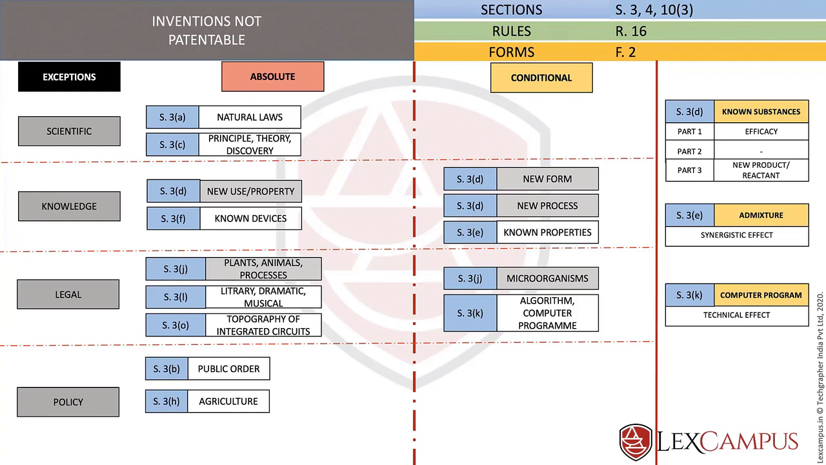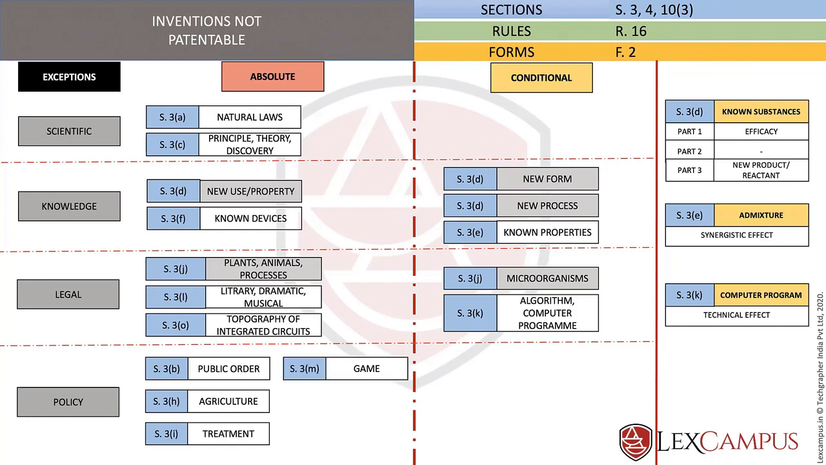Then we have 3H, which talks about methods of agriculture or horticulture. Because India is still primarily agrarian, we have this as a policy exception. And section 3I talks about a method of treatment. It talks about medicinal, surgical, curative, prophylactic, diagnostic, therapeutic, and other treatment of human beings, and any process for a similar treatment of animals. Plants are excluded. Plants used to be included, but it was removed. This covers treatment to render them free of disease or to increase their economic value or that of their products. So we excluded method of treatment as a policy exception.